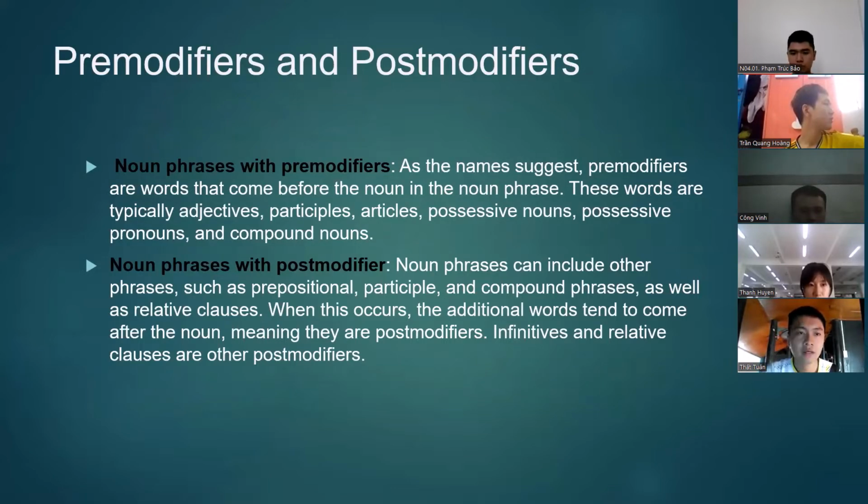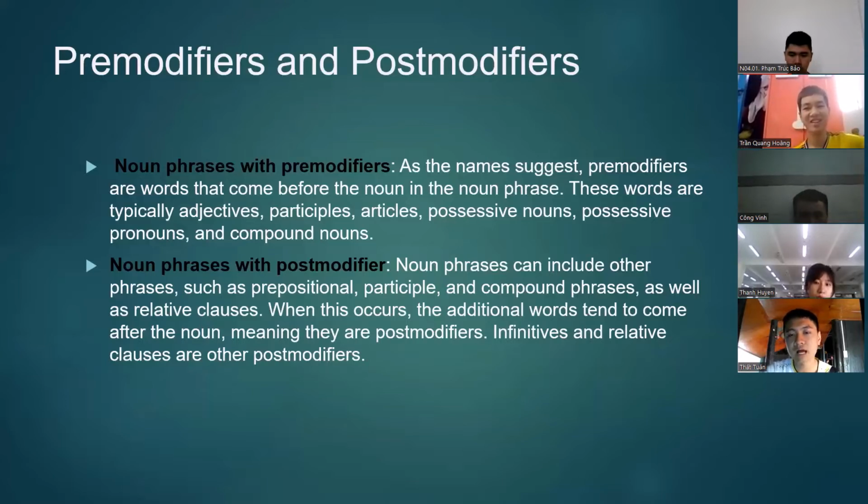Okay. According to English grammar rules, noun phrases are equivalent to nouns, but depending on their placement in the sentence, they can have various grammatical roles. There are two broad categories of noun phrases: those with pre-modifiers and those with post-modifiers. The first one, noun phrases with pre-modifiers.